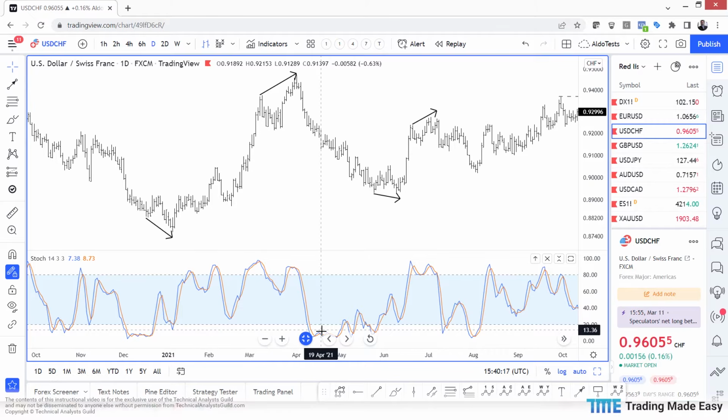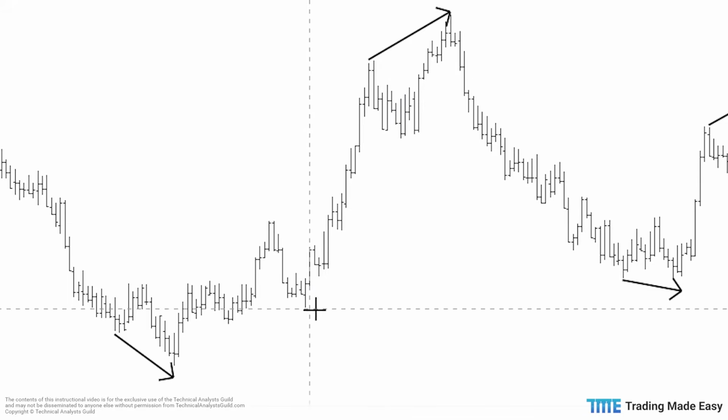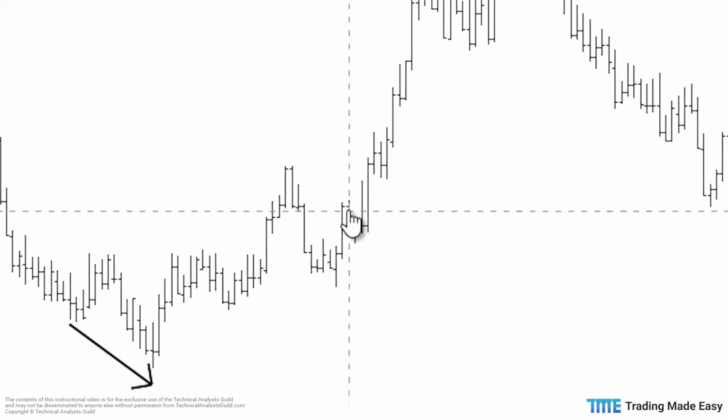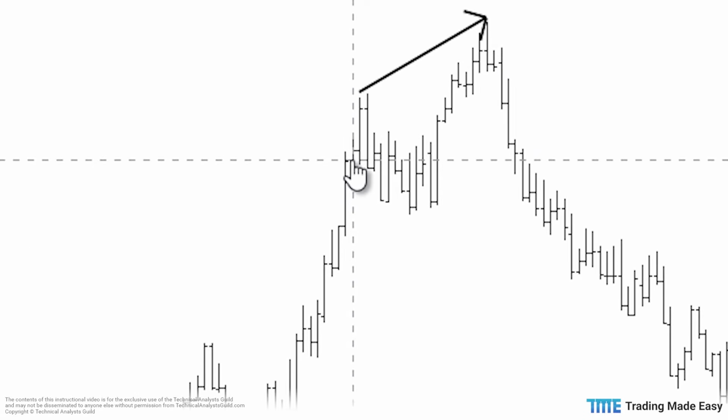The concept behind the stochastic is rather simple. Suppose that we're talking about an uptrend. If we're in an uptrend, prices will be moving higher and the closes, remember those little dashes on the right side of the bar, will have the tendency to close near their high on the bar. For example, let's look at this. You can see right here how this is an uptrend, and you can see how prices are closing on the top of the bar.